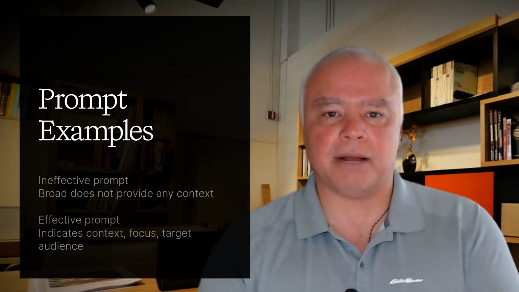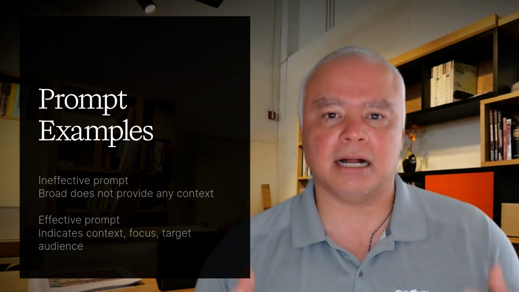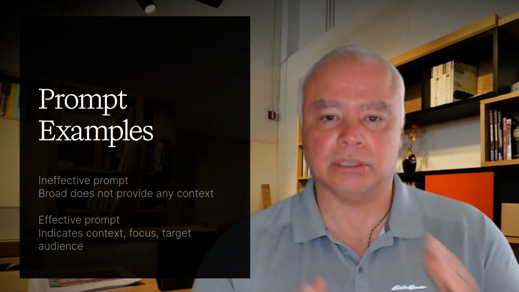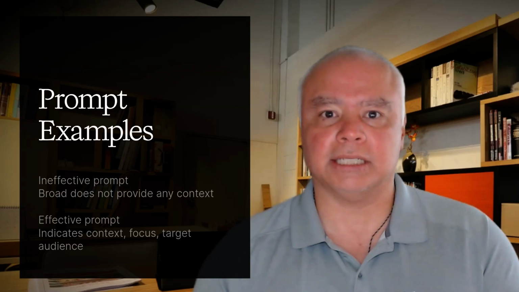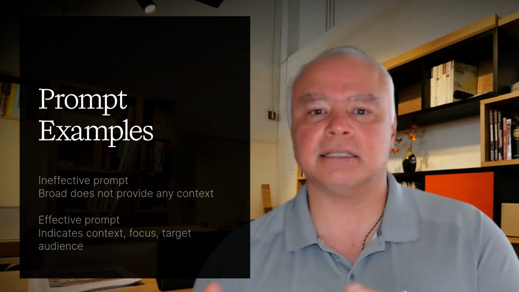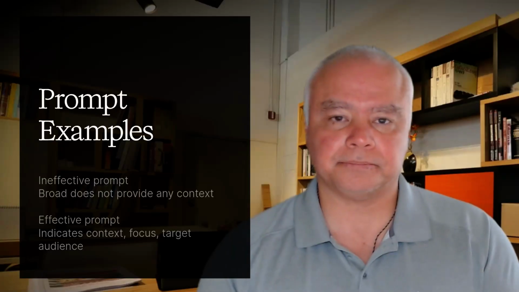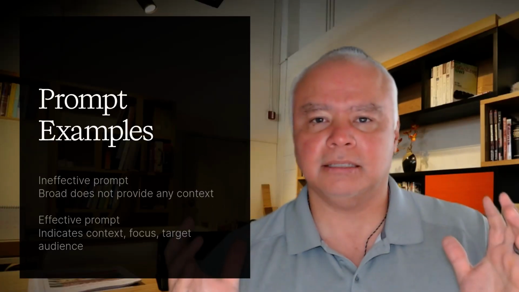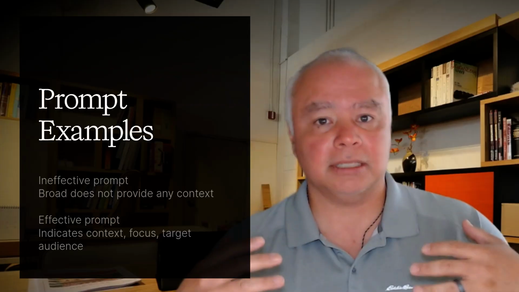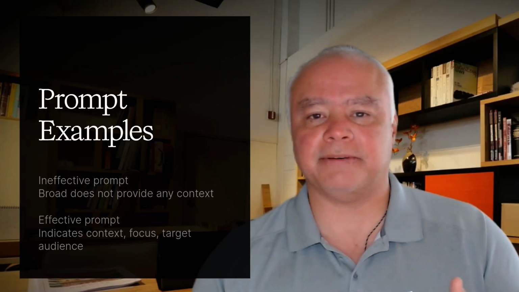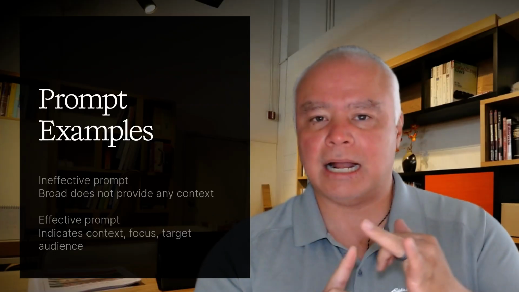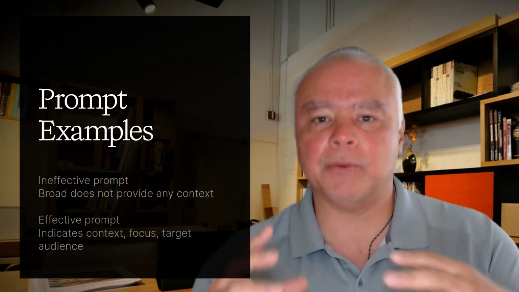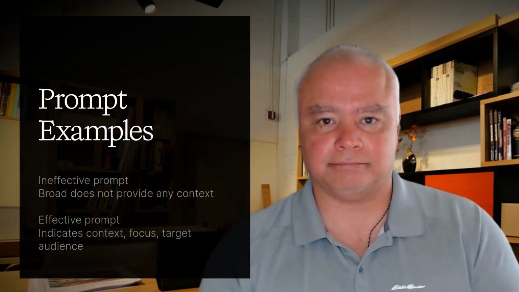A more effective prompt example would be, explain the concept of artificial intelligence in simple terms for a high school student, focusing on machine learning. Provide a 3-sentence summary. Notice the difference. One provides a large, broad context. The other one is much more narrow. You're specifying what you're talking about, how you want it, target audience, what the focus is, and how it's going to be provided as the answer.